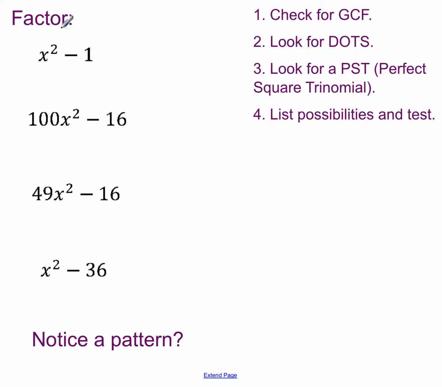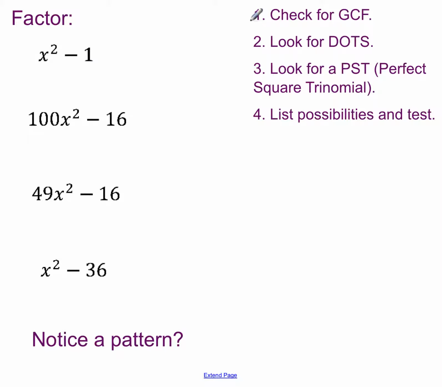Okay, this page, factor. I'm also going to check for GCF, look for DOTS, look for PST, and then list the possibilities and test. And then it asks at the bottom, do you notice a pattern? Well, guess what? I notice a pattern in all of these. Do you notice it? Yeah, they're all DOTS. They're all differences, and they all are perfect squares. But let's make sure we haven't missed anything.